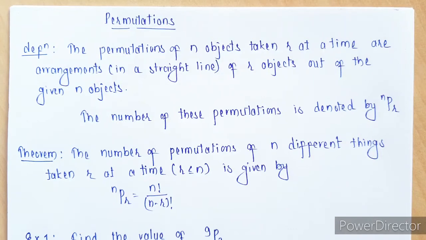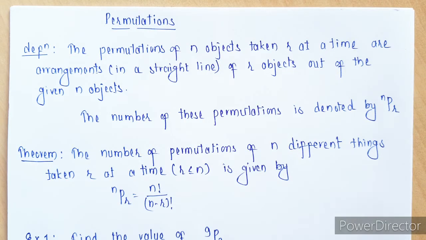In the last video we discussed factorials. Now the next topic is permutations. Permutation is nothing but, suppose n objects are given and we have to arrange our objects in a line or in a row, then it is nothing but permutation. So arrangements of given n objects is nothing but permutations.